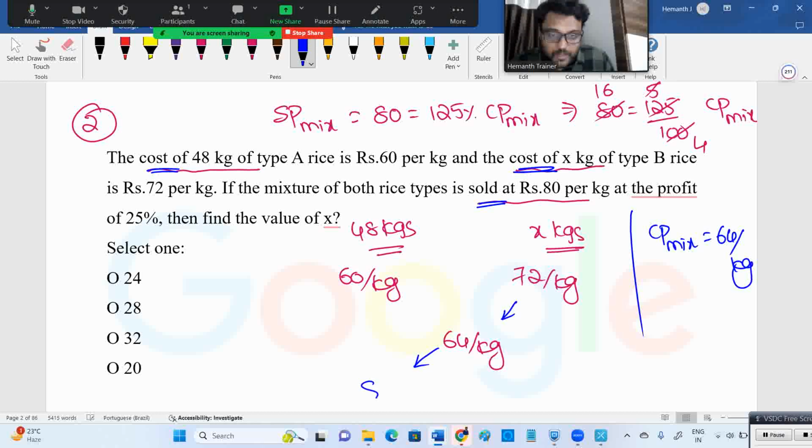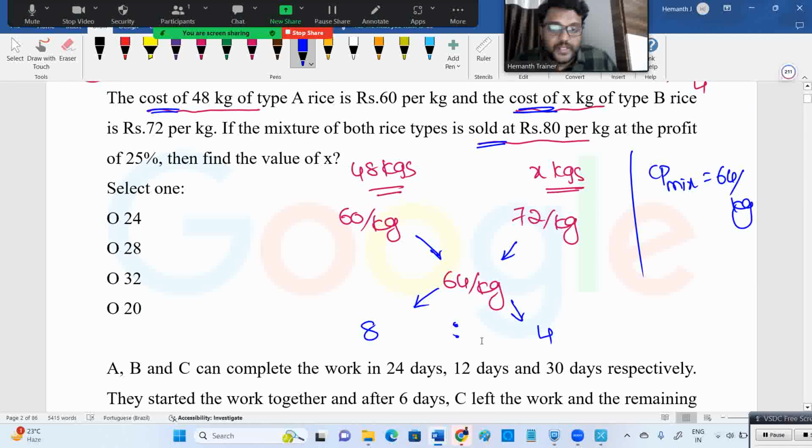Take the difference, put it on the opposite side: 8. Here take the difference, put it on the opposite side: 4. Now listen. If this is 8 kgs, 8 is to 4, what this indicates: the first one 8 kgs means the second one should be 4 kgs. But the first one, how much have you taken? 48 kgs.